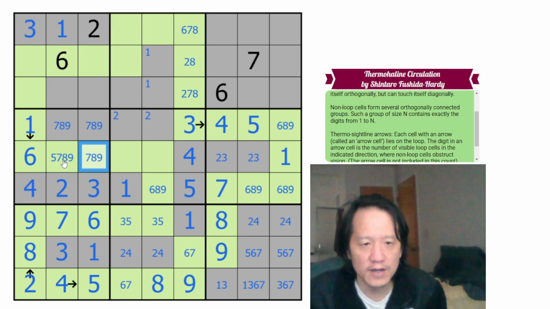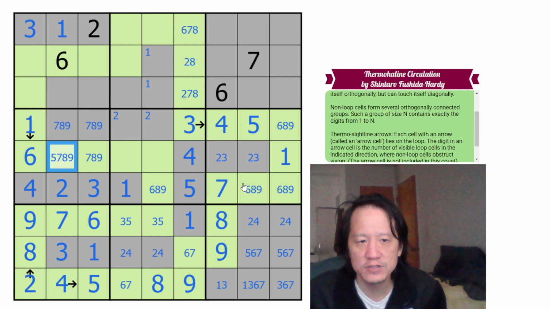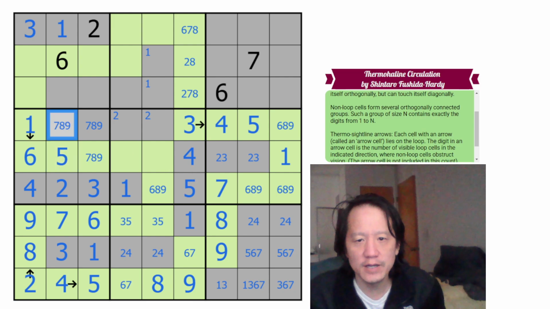This can't be 5 either. We have a 7, 8, and 9 triplet in box 4, which eliminates 7, 8, and 9 in the rest of the box. So therefore, this is 5. This can't be 7 anymore. This is 8 or 9. This is 8 or 9.